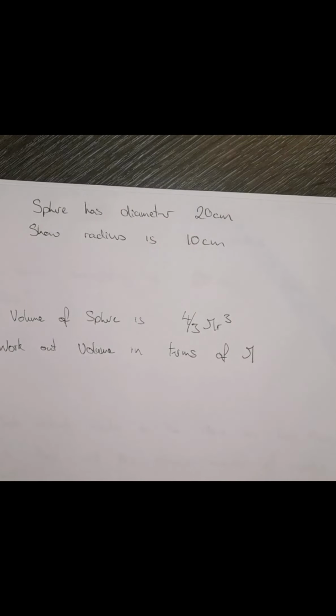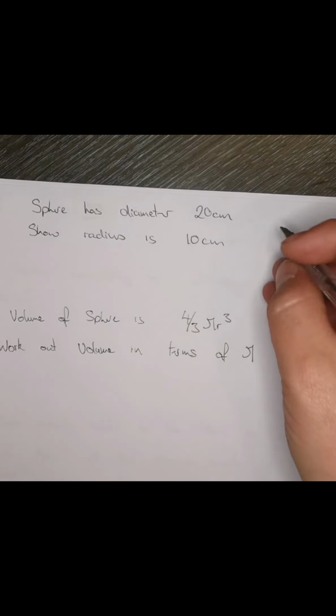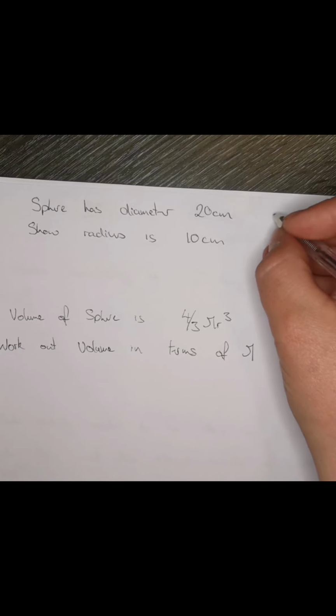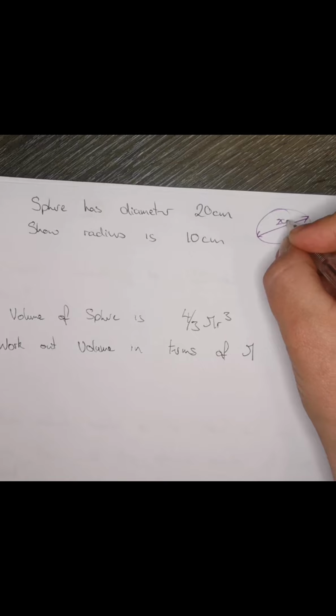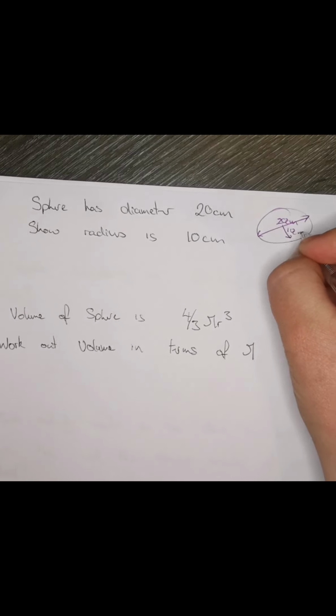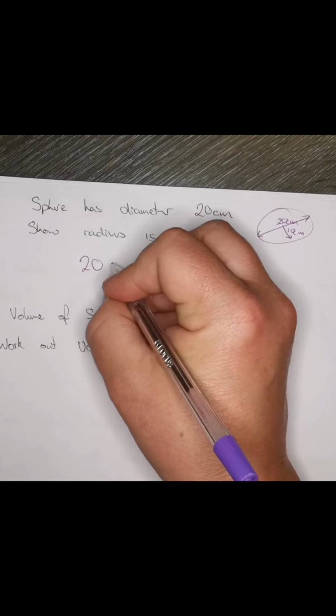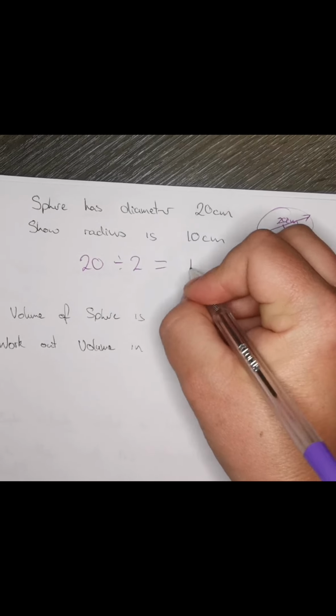Right, a sphere has a diameter of 20 centimetres. Show that the radius is 10. Well, if I've got a sphere, it's very hard to draw a 3D one, but pretend that's 3D. If the diameter is 20 centimetres all the way across, the radius must be 10 centimetres. So I'm just going to write that 20 divided by 2 is 10.